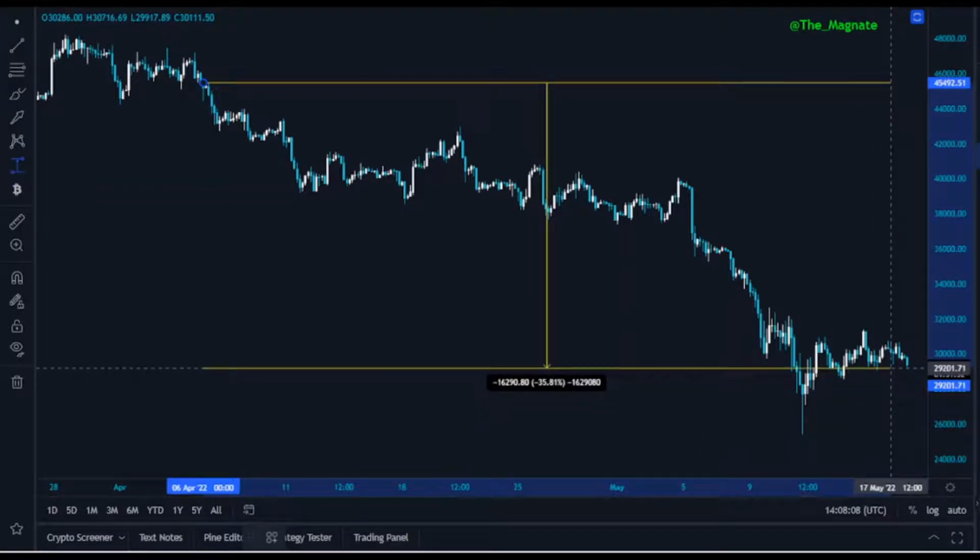With the current price action, we are seeing at the moment a 35% dump in the market.